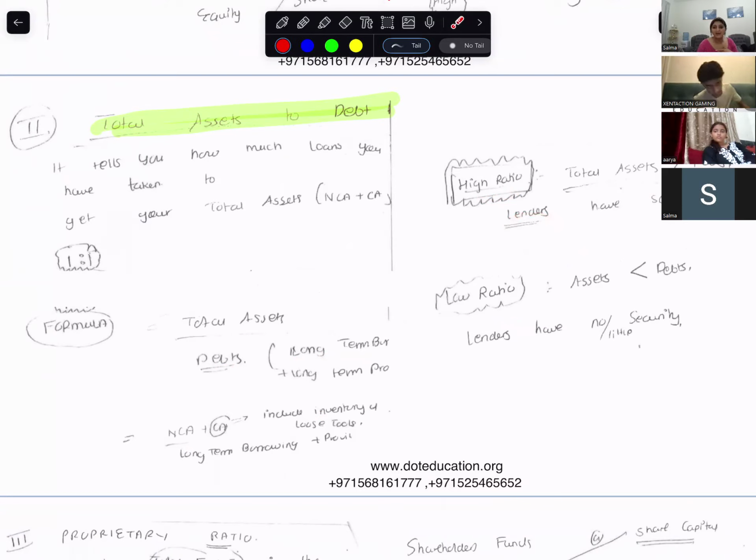When I'm saying you have a high ratio, that means your total assets are more, your debts are less, the loan is less. So your lenders have security. If you have a low ratio, that means your assets are less and your loan is more, then lenders have no or little security.